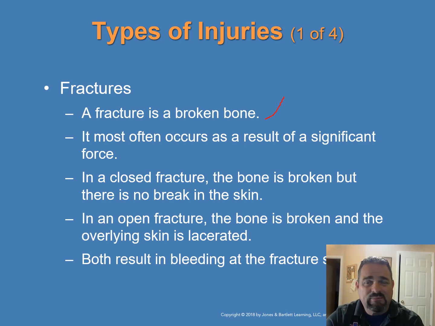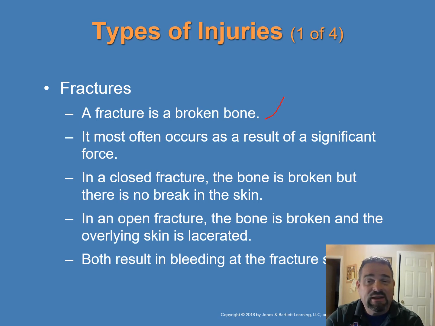In the more common closed fractures, which is the most common, the bone is broken, but there's no break in the skin. In an open fracture, the bone is broken and the overlying skin is lacerated. The open wound can be caused by a penetrating object or by the fractured bone itself protruding through the skin. Contamination by dirt and bacteria may lead to infection in these kinds of injuries.